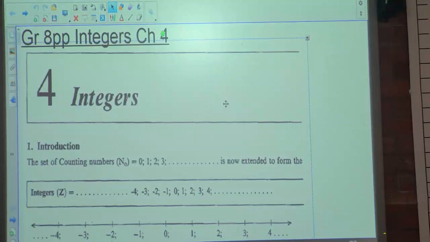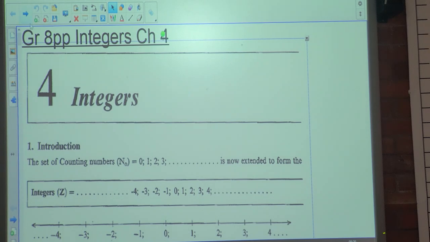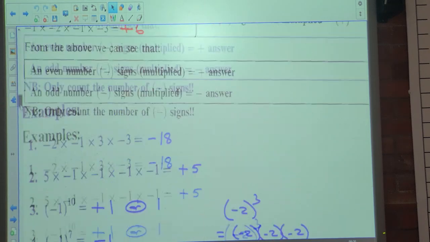Problems. Okay, good morning class. Morning, sir. So today we're looking at integers, chapter 4, the last exercise in this chapter. Let's go.